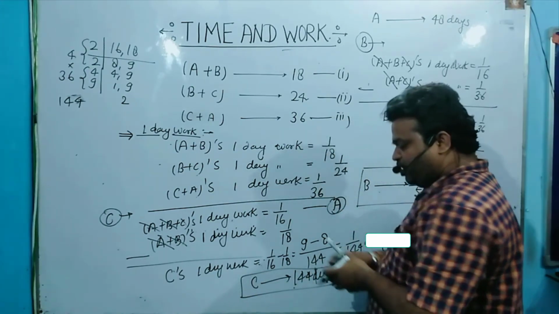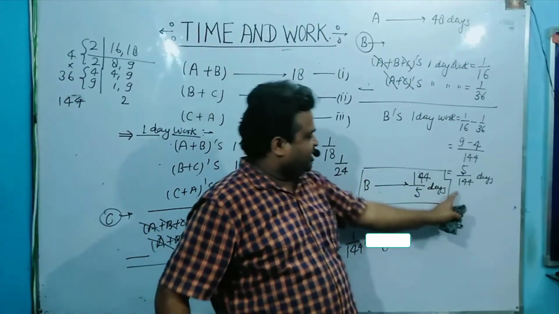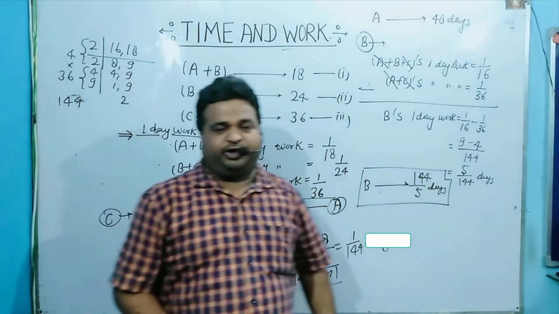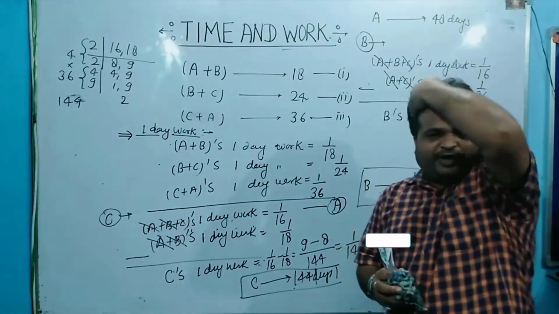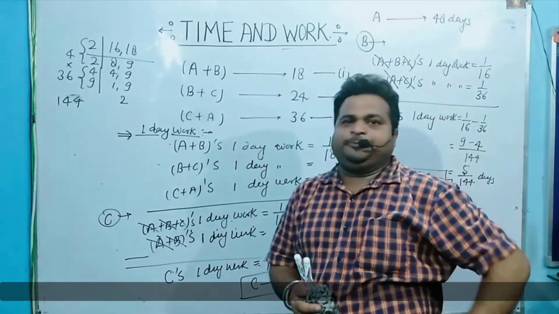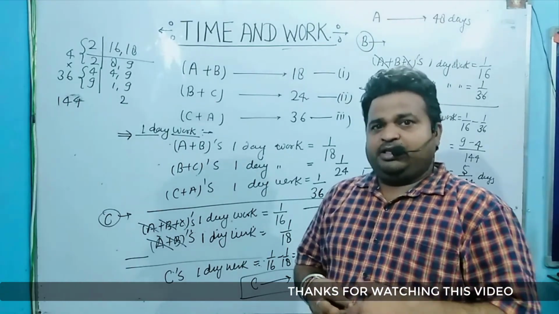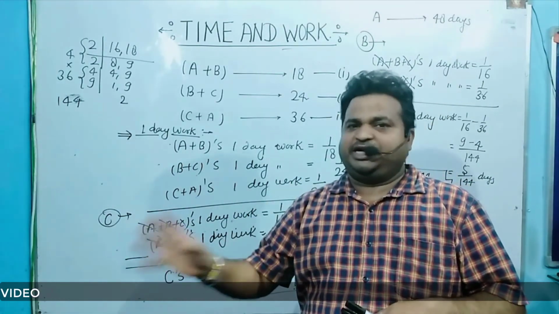So my answer is what? A can complete the entire work, you already calculated. Now B can complete the entire work in 144 by 5 days, and C can complete the entire work in 144 days. The concept is very clear. You first calculate the one day work of each independently, and then you just reverse that value to find out the entire work completion time.